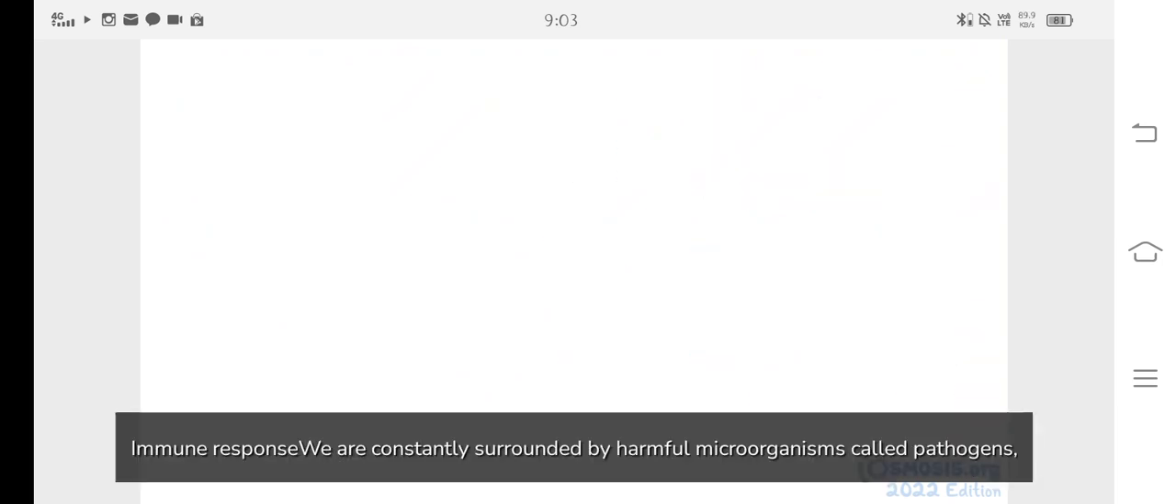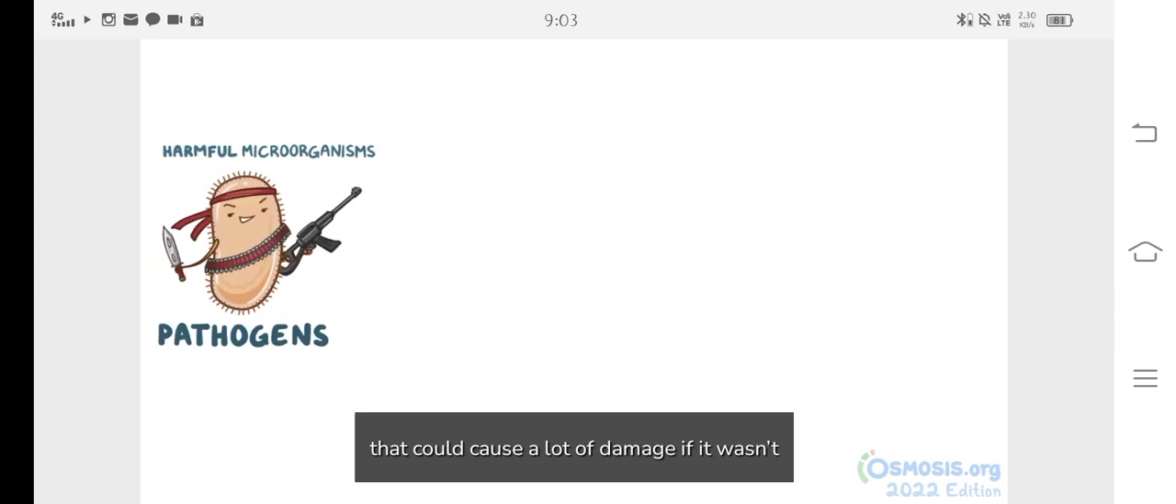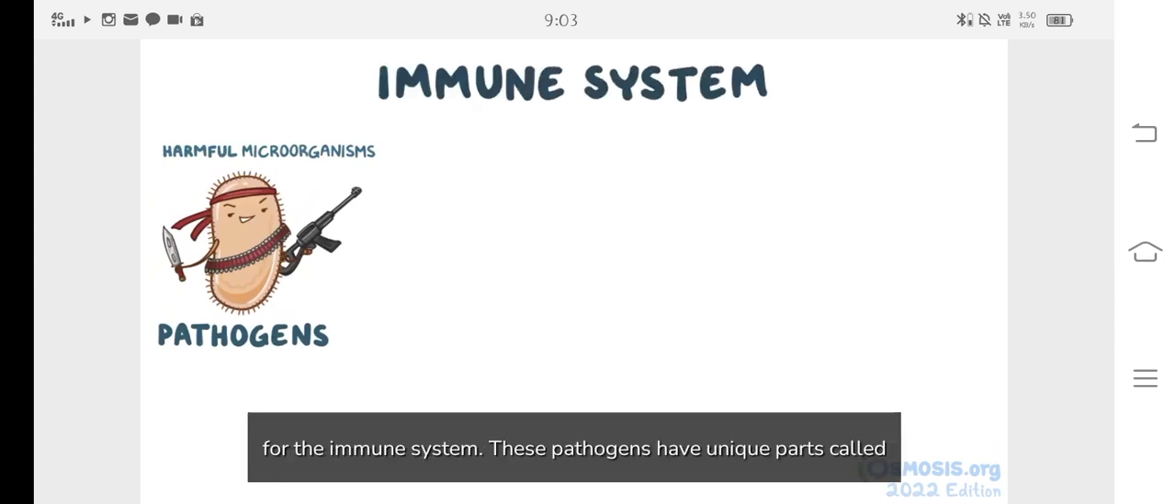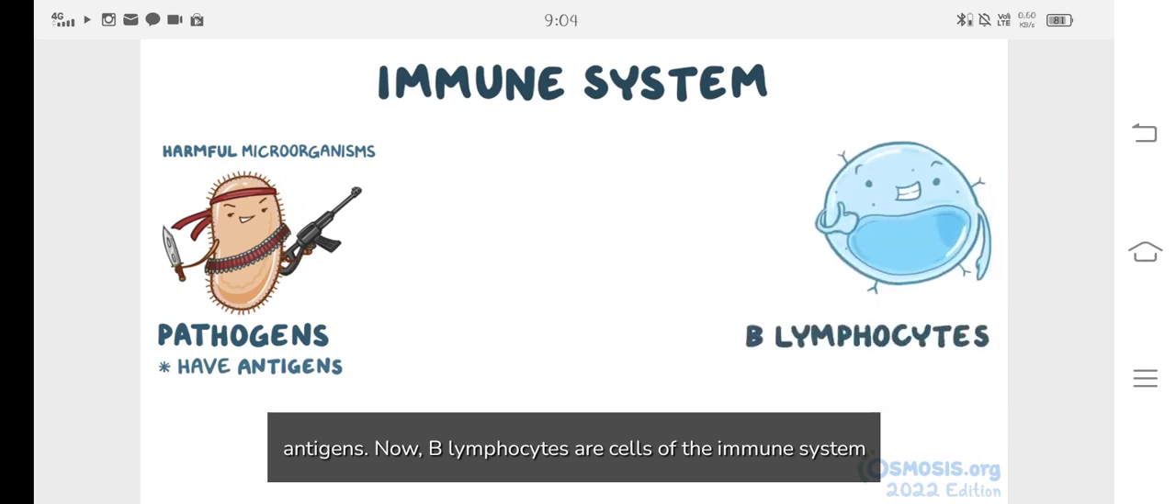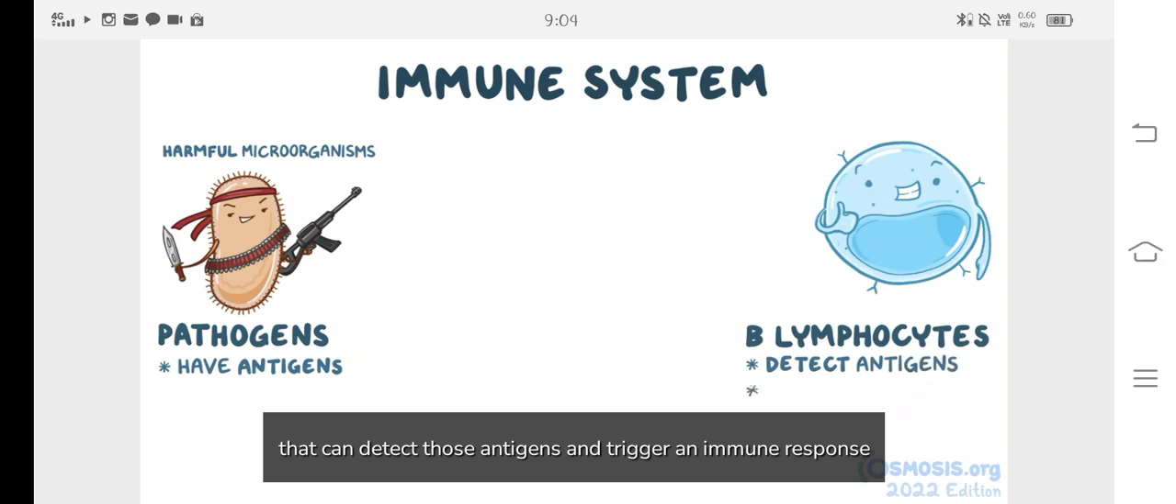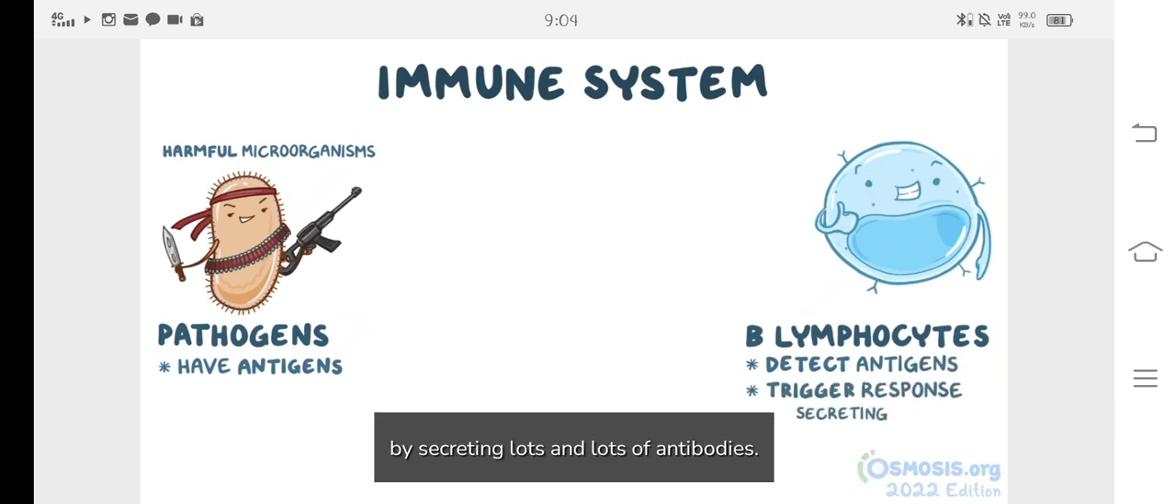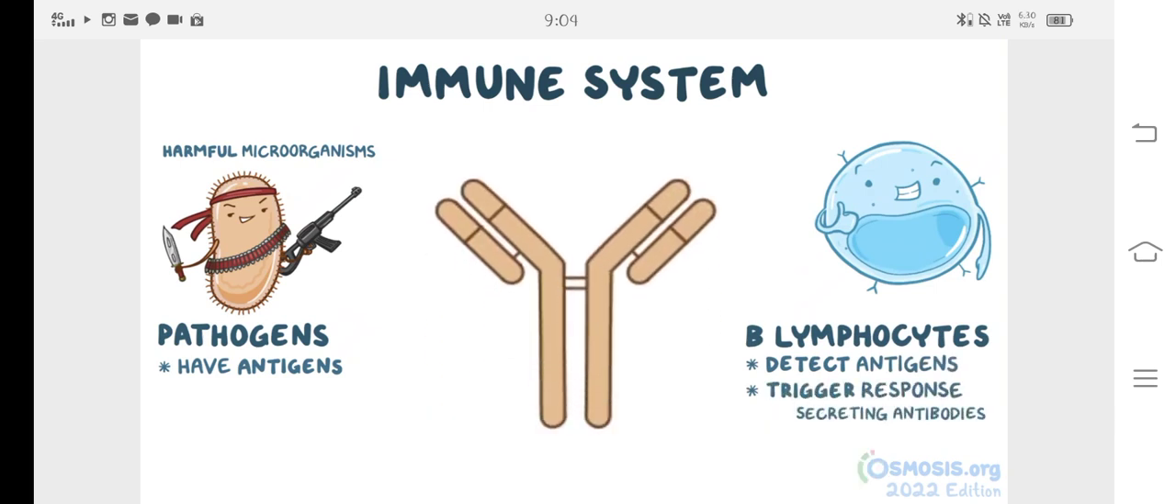We are constantly surrounded by harmful microorganisms called pathogens that could cause a lot of damage if it wasn't for the immune system. These pathogens have unique parts called antigens. Now, B lymphocytes are cells of the immune system that can detect those antigens and trigger an immune response by secreting lots and lots of antibodies.